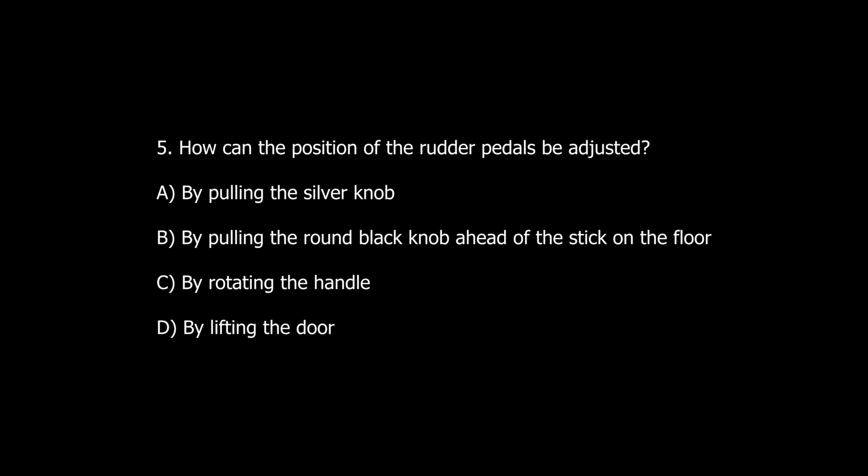Question number 5. How can the position of the rudder pedals be adjusted? A. By pulling the silver knob. B. By pulling the round black knob ahead of the stick on the floor. C. By rotating the handle. D. By lifting the door.